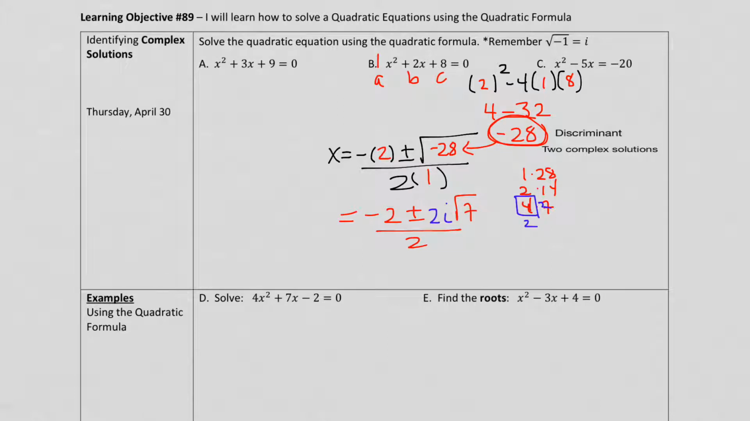Now in this case, notice how you have these three terms, this negative 2, this plus and minus 2, and then all over 2. When all three have the same factor, you can simplify a little bit more and take out, in this case, the 2 they share in common. So I can do this as my final answer. So I can reduce the 2 out of all the terms, and then my answer here is going to be x equals negative 1 plus or minus i radical 7.